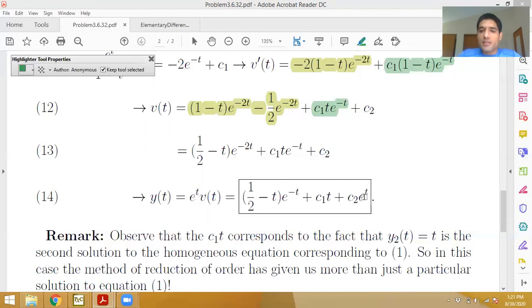We note that this e to the t was a solution to the corresponding homogeneous equation. And we know that because it was given to us at the very beginning of the problem. We were told that e to the t is a solution to the corresponding homogeneous equation. I will let you guys check that t is also a solution to the corresponding homogeneous equation. And you know what? It's so easy. I'll just check it with you right now.